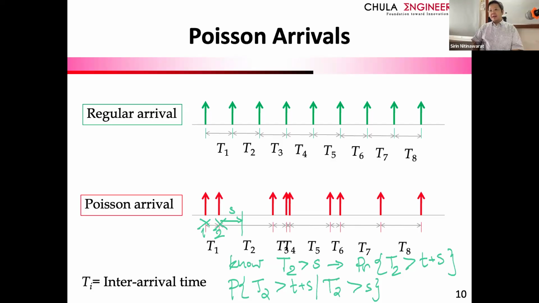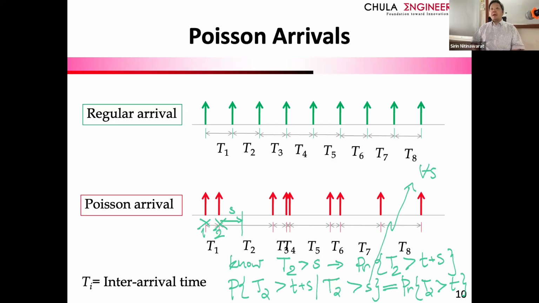It should be independent of s, right? Because of the nature of the process, the fact that I have not seen a new customer for a certain period of time doesn't affect the incoming rate in the future. So they could still be coming in at the same rate. So probabilistically, this should be the same as this distribution, and this is true for an arbitrary s.